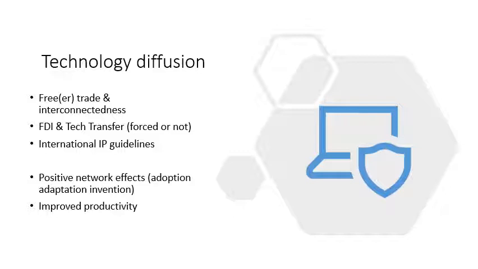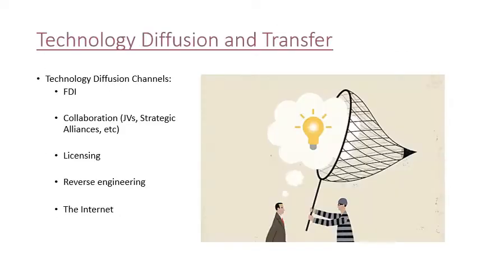And technology diffusion improves productivity. But in order for all this to work, you need good infrastructure, you need some funding sources, you need skilled labor, and you need some organizational practices that are able to capitalize on the technology as it's diffused. So technology diffusion is the way that technology spreads. Technology transfer is some kind of deliberate action that transfers knowledge from one company or one country to another.